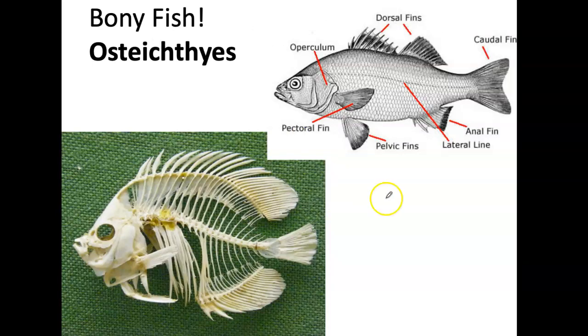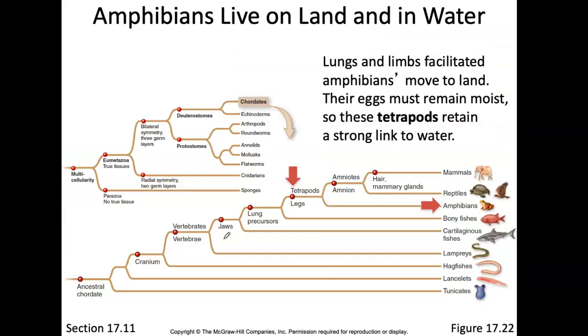Then we get to the osteichthyes. Osteo is bone instead of chondros, which is cartilage. So chondrichthyes or osteichthyes. And these are truly the bony fish. So we went from cartilaginous fish to bony fish, right? Lampreys, cartilaginous fish, bony fish, and we're moving up to the amphibians.